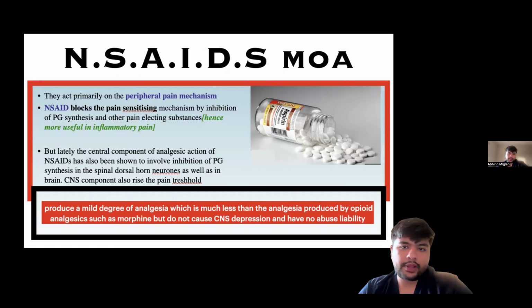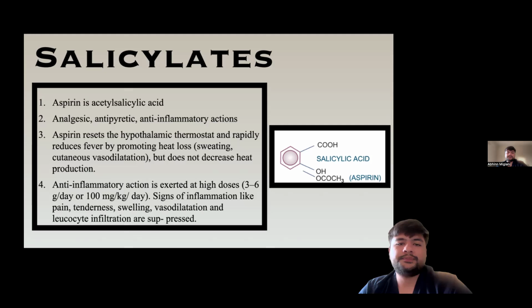So the mechanism of action, basically, they act on the peripheral pain mechanism. NSAIDs block the pain sensitizing mechanism by inhibiting PG synthesis and other pain eliciting substances. But lately the central component of analgesic action of NSAIDs has also been shown to involve inhibition of PG synthesis in the spinal dorsal horn neurons as well as the brain. The CNS component also raises the brain threshold.